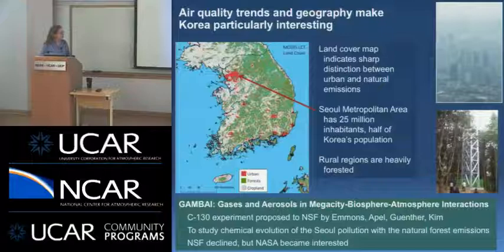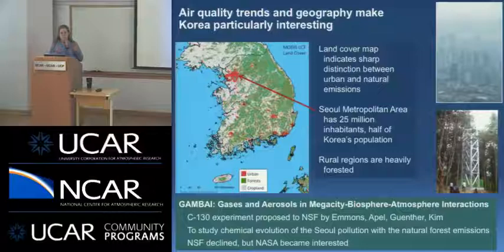Seoul, for example, is a megacity of 25 million inhabitants, and half of Korea's population lives in Seoul. So outside of the city and the metropolitan area, the peninsula is primarily forested. And so there are very large isoprene and terpene emissions throughout the peninsula. There are a few isolated additional cities along the south coast and through the peninsula. So this makes this a very interesting location where we could look at urban and rural emissions quite separately.